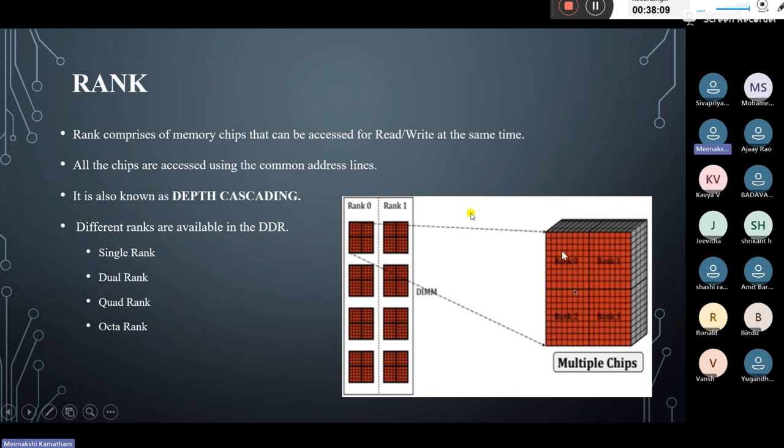After ranks we have different banks: bank 0, bank 1, bank 2, bank 3. Then we complete this rank option. We have different ranks: single rank, dual rank, quad rank, octa rank. For example, quad rank means we have 4 ranks: rank 0, rank 1, rank 2, rank 3. After that, for octa rank, we need to take two chips at a time of quad ranks. Then it comes under octa rank.